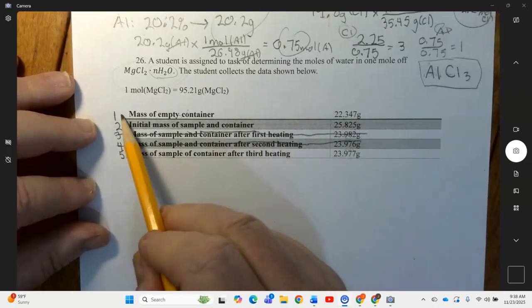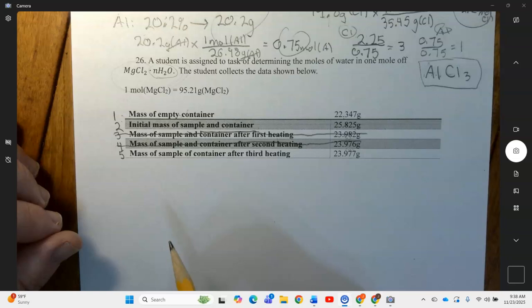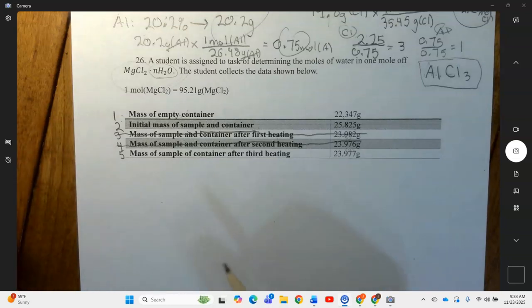So the only three we're interested in is 1, 2, and 5, okay? So what you need to do is find out how many moles of MgCl2 you have and how many moles of H2O, because empirical formulas always have to use moles, not grams, okay? So how do we figure that out?